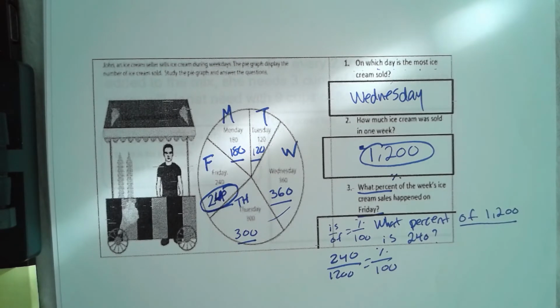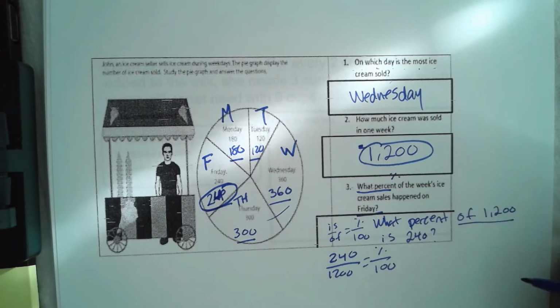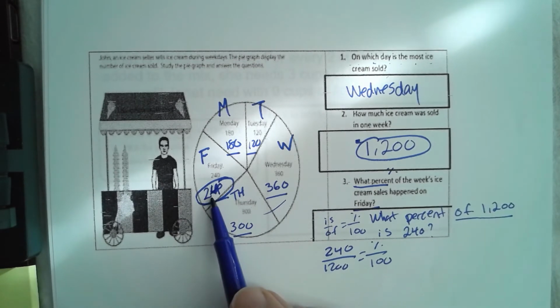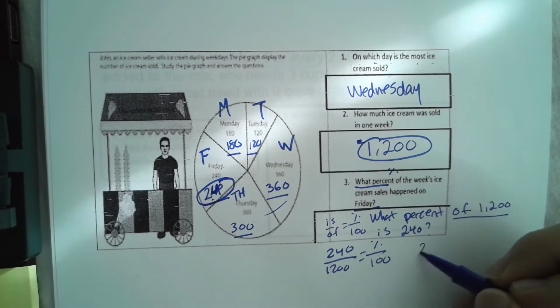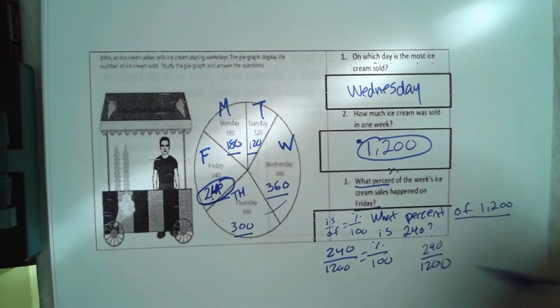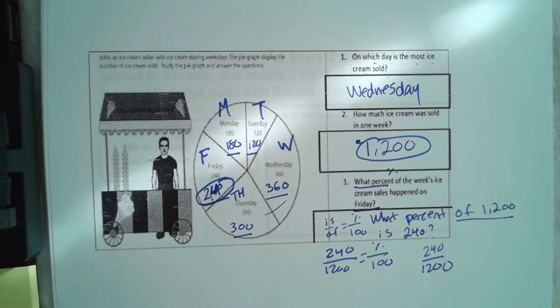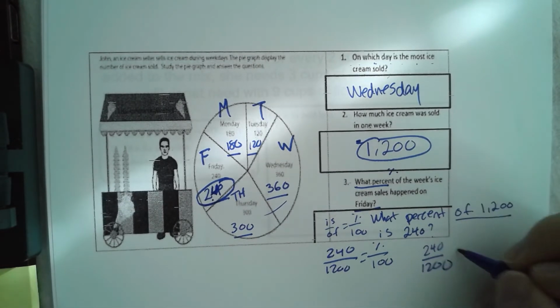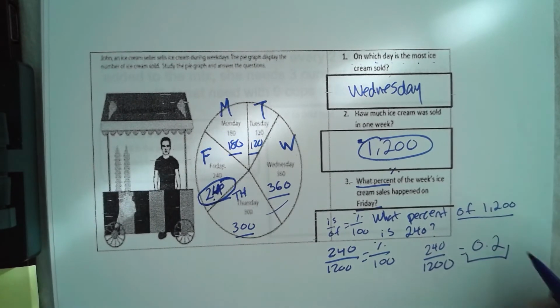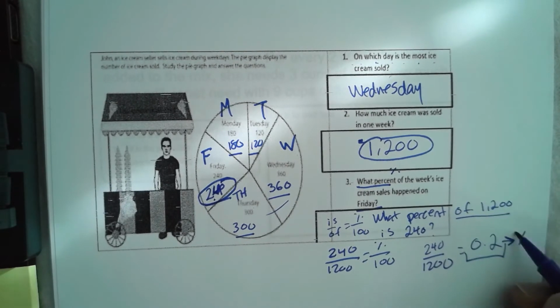Okay? Another way you can do this that's a little bit easier, all you can do is just divide. You can just do 240 divided by 1,200. Okay? But you need to be careful with this. When I do this, I get 0.2. This is a decimal. You need to change this to a percent.